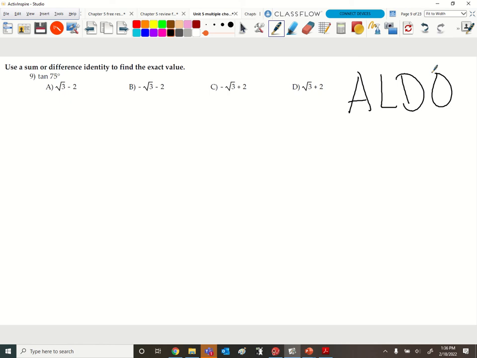So if you're doing the Aldo, everyone currently, right now, at this moment in time, is doing the Aldo. Not just looking at me, not just playing on their phone. Doing the Aldo. And if you're getting something wrong, what's the first thing you need to check? Radian or degree. That's important. That's one of the bigger issues that a lot of people overlook.